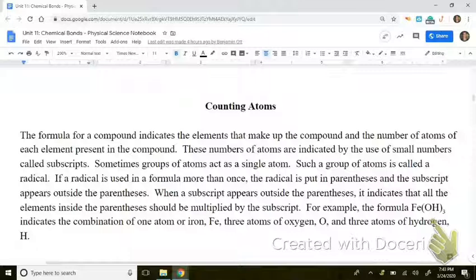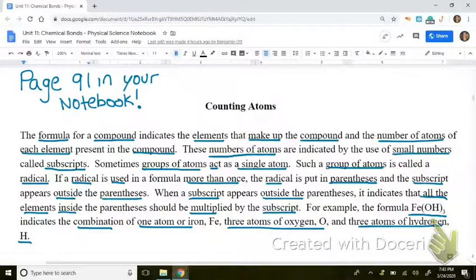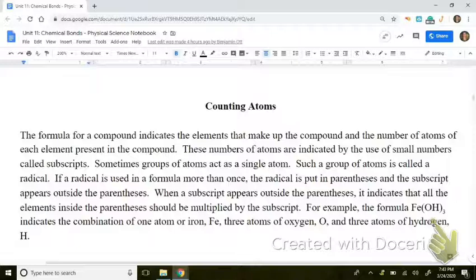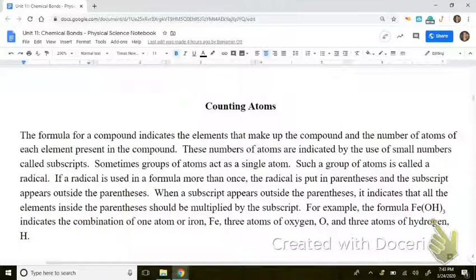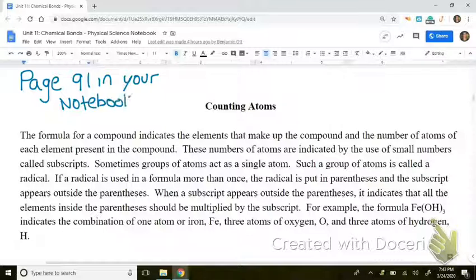Here are a quick video set of notes on pages 91 and 92 in your notebook on counting atoms. You're going to want to be taking notes on page 91 in your notebook. We're going to do some critical reading. Again, this is on page 91 in your notebook. If at any point the video is going too fast, I encourage you to pause it and make sure you're getting caught up with what you need to.